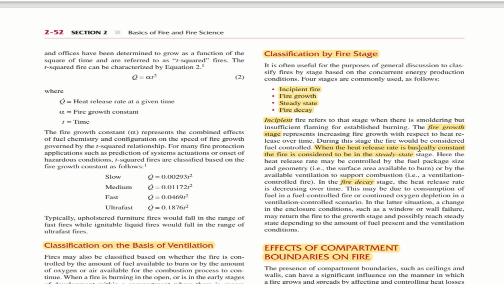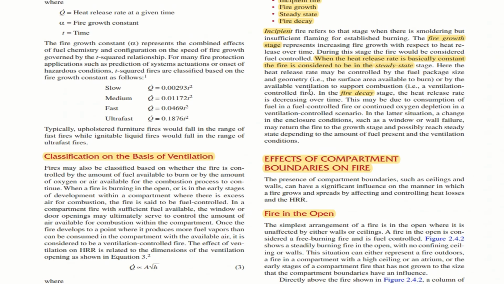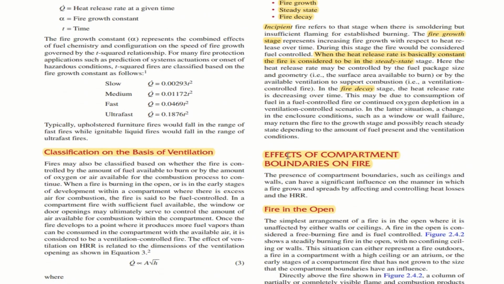When the heat release rate is basically constant, the fire is considered to be in the steady state stage. In the fire decay stage, the heat release rate is decreasing over time. So this is an important paragraph you have to go through. Maybe you might expect a question from this as well.